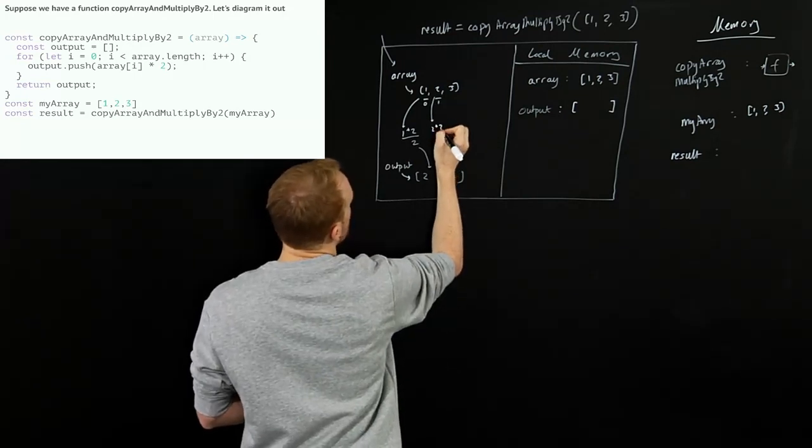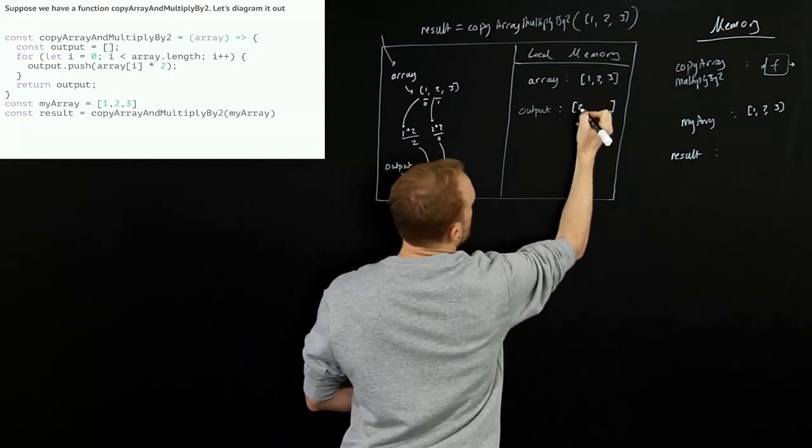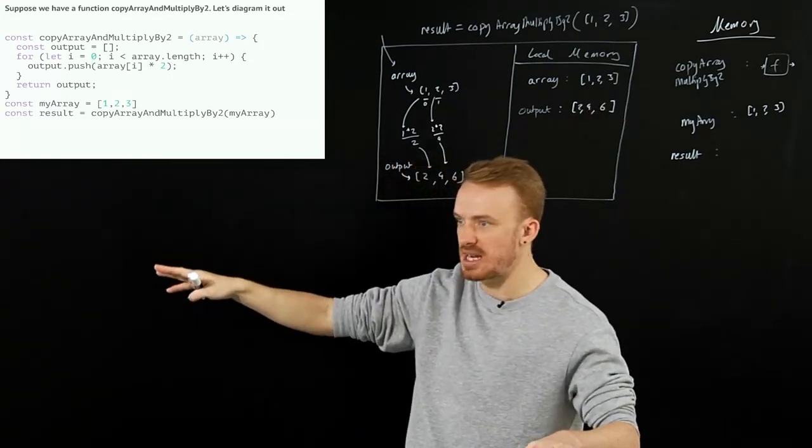But yeah, 2 by 2 is 4. We push it to output. There it is, 2, 4, 6. So there's our output array, 2, 4, 6. We've finished our for loop. We've moved quickly through this.